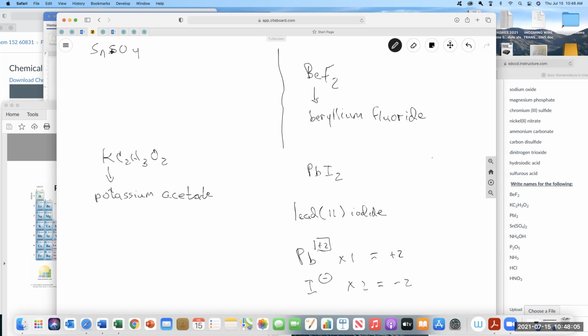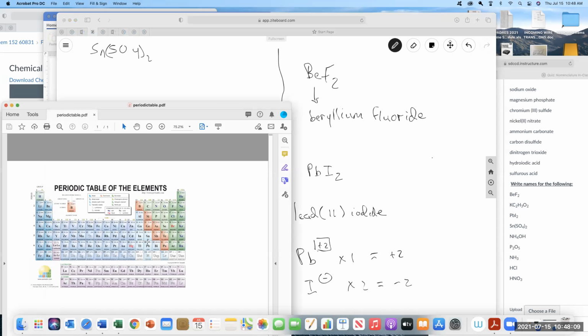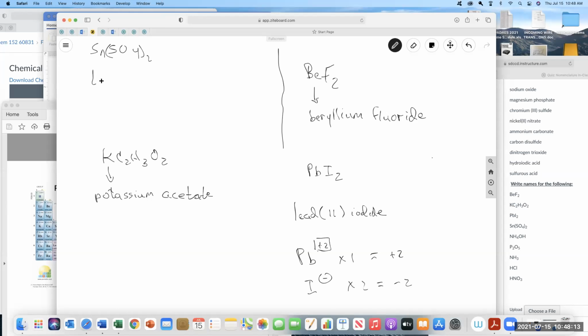SnSO4, is it a 2? Yeah. Okay, so tin, like lead, is not a representative metal. So this is going to be called tin something sulfate. That's a polyatomic ion, so we know that one. Right, that's an E. So same approach.